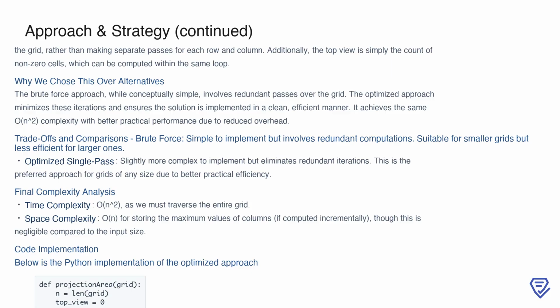While the brute force approach is easy to understand and implement, its redundant computations make it less suitable for larger inputs. The optimized single-pass approach, though slightly more complex, is the better choice for grids of any size, as it minimizes overhead while achieving the same result.